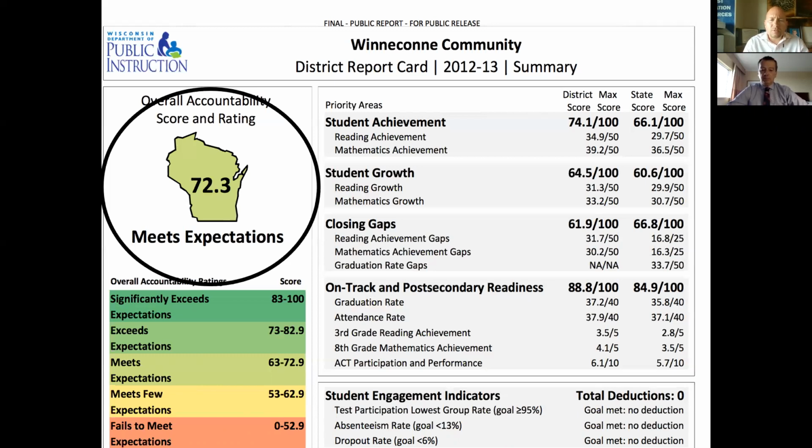But there were a lot of things that we really hadn't put in place. It was just kind of the initial part of the conversation. And so as we started to put some of this information into place, we started to see a little bit of a change. So this was our score pre, 72.3. We were meeting expectations. We were doing fine. We were kind of in the middle of the state in terms of our districts and doing okay. And we could have been happy with that, but we knew that our students deserved better.